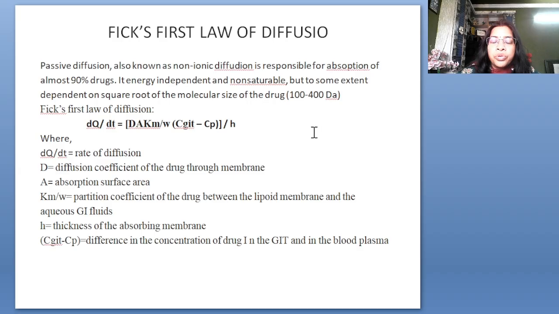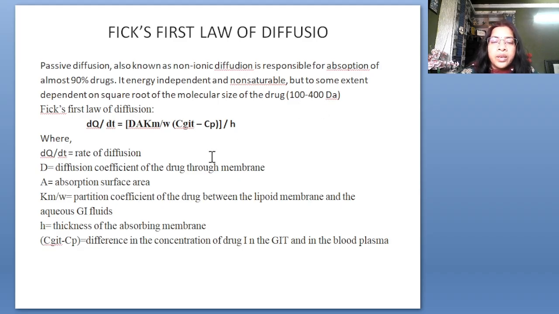Passive diffusion, as you know, is also known as non-ionic diffusion and is responsible for absorption of almost 90% of the drugs. It is energy independent and non-saturable, but to some extent depends on the square root of the molecular size of the drug. The molecular size of the drug for passive diffusion should be under 100 to 400 daltons.